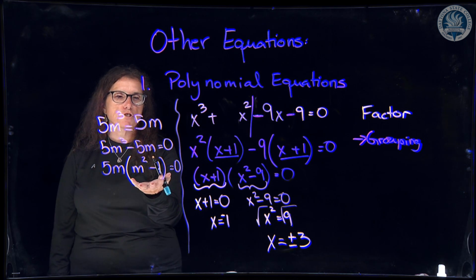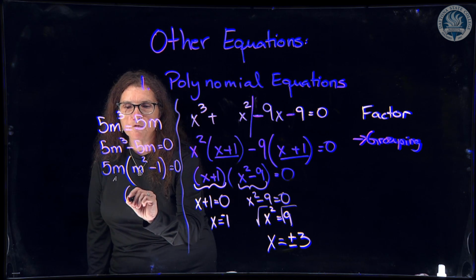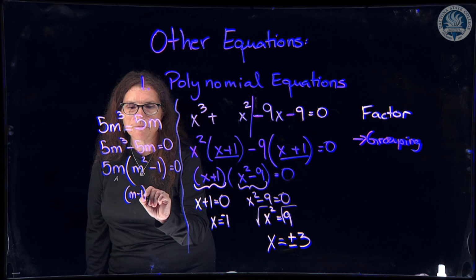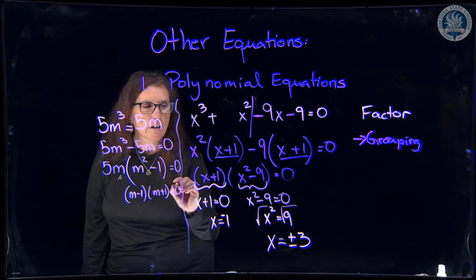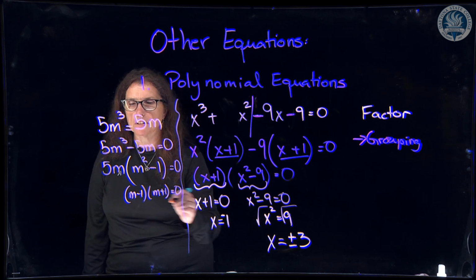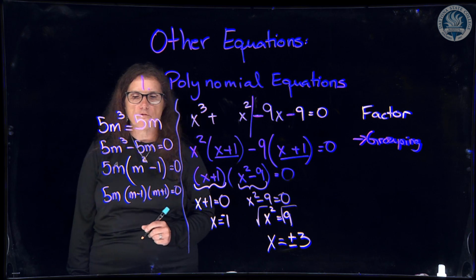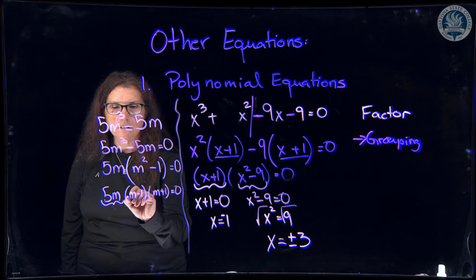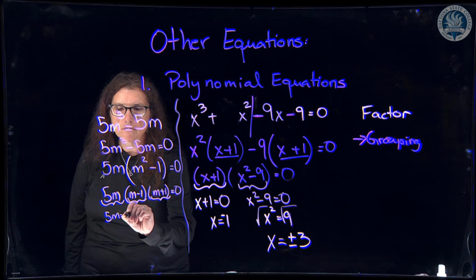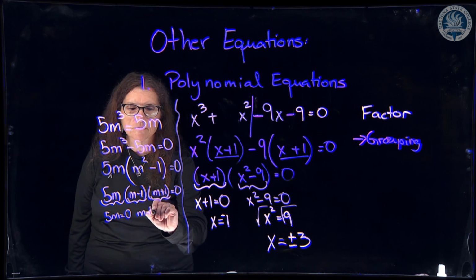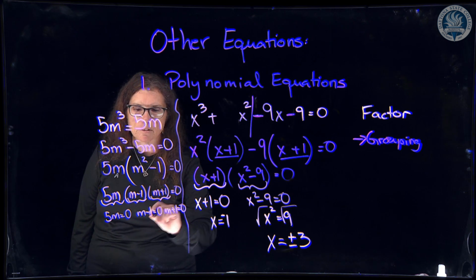And now I'm going to show you how to do the difference of squares here. M squared minus 1 can be factored as m minus 1 and m plus 1. Then you can really see why you got a plus minus here on the other side. And don't forget the 5m. We have 3 factors. Set each factor equal to 0. 5m equals 0, m minus 1 equals 0, and m plus 1 equals 0.